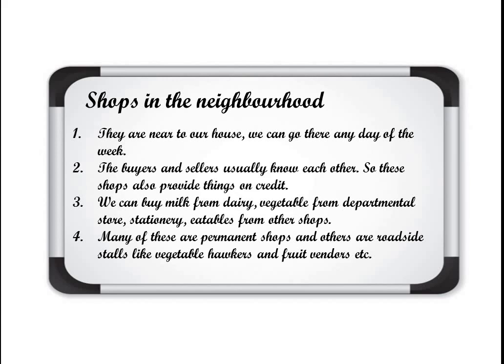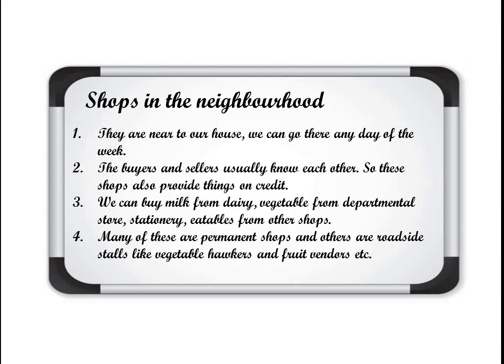In temporary, we can take the example of roadside stalls, the vegetable hawkers, the vendors there. Clear? And we know that these people do not come regularly there, so they are not going to give things on credit. But the shops in our neighborhood, where the buyers and sellers are known to each other, there it is possible that they can provide things on credit.